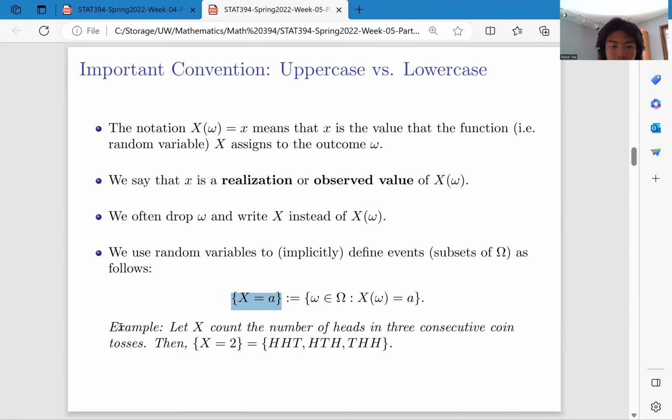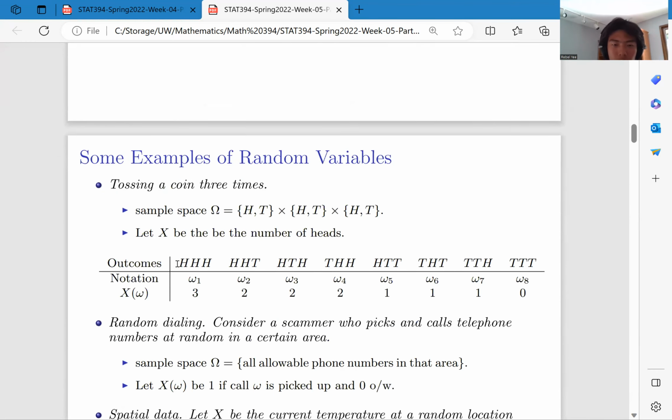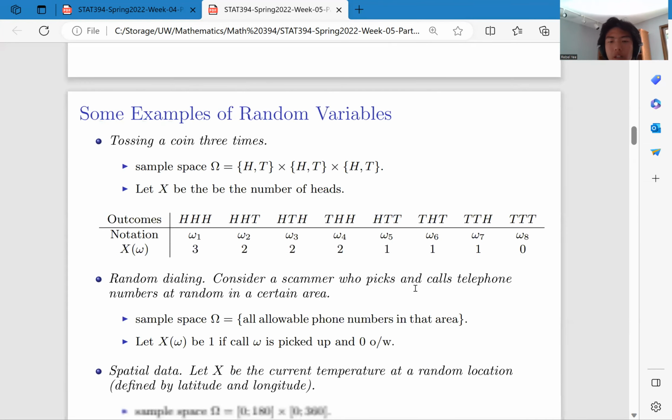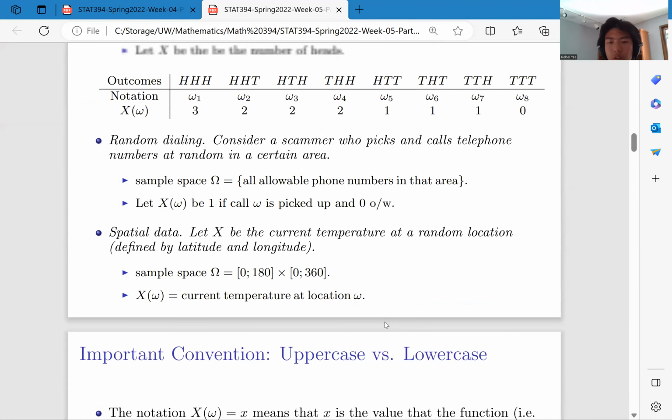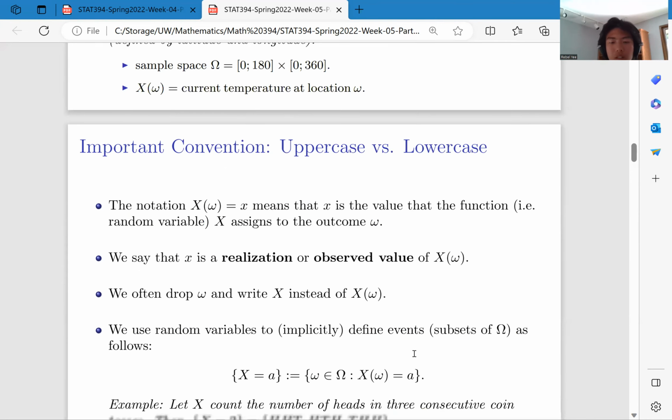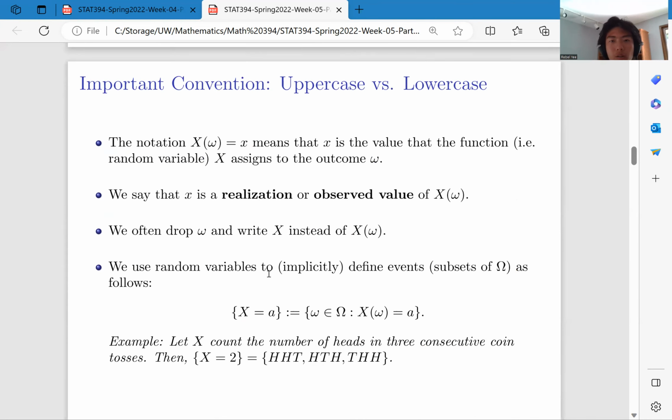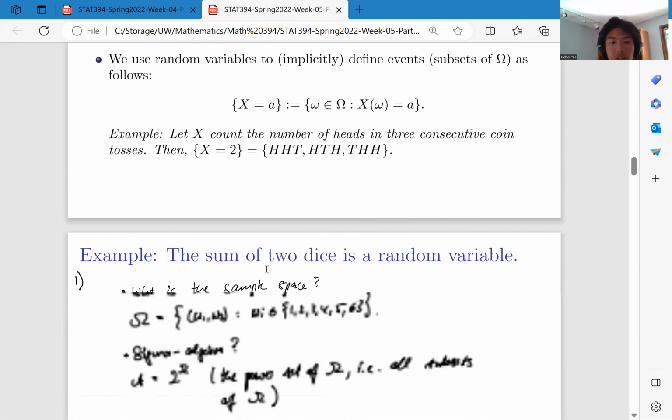For example, let X count the number of heads in 3 consecutive coin tosses. Then X equal to 2 is equal to {HHT, HTH, THH}. Because that means, of all the 3 tosses in this set, only those with the property that exactly 2 heads happen. So that illustrates really well the previous page.